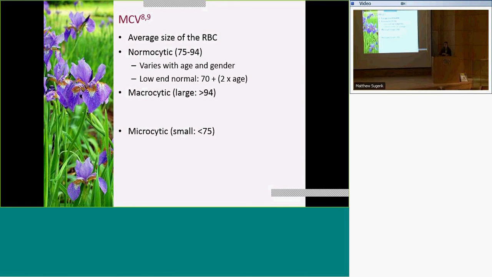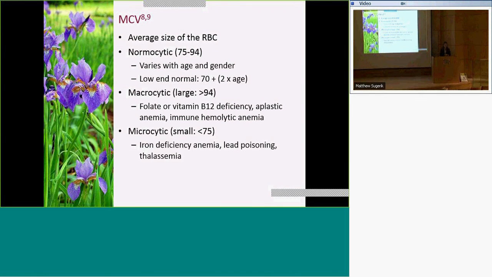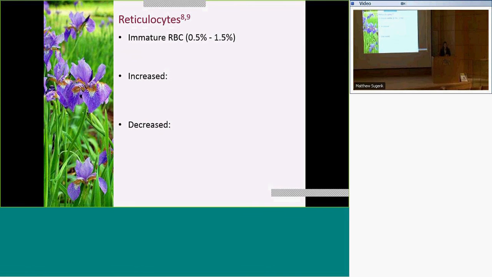74, yes. The reason I like to remember this is because typically everyone's lab is different, and it may be giving you an MCV range for an adult, which is going to be very different than children. Large blood cells are above 94. That comes with folate or vitamin B12, other rare things. And then small can be iron deficiency anemia, lead poisoning, and thalassemia.